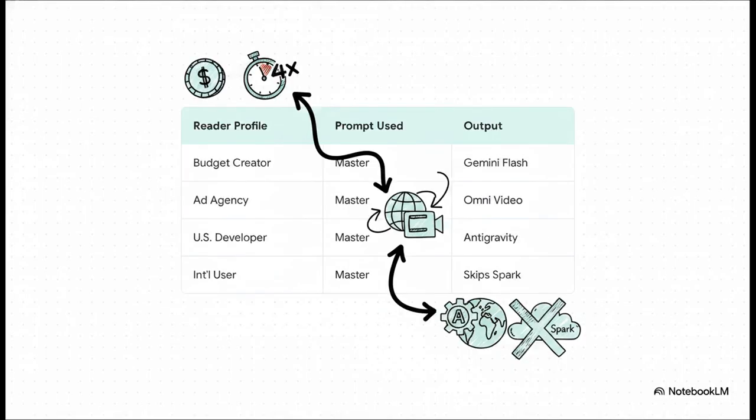When you do this, you're not just getting some generic summary. Look at this. 4 different readers used that exact same prompt and received completely distinct, perfectly tailored action plans. A budget creator got a plan centered entirely on the free speed of Gemini 3.5 Flash. A global ad agency was immediately pointed toward mastering those Omni video tools. A developer got a deep dive into the Anti-Gravity engine. And an international user had their AI completely skip over Spark so they wouldn't waste time on a geo-blocked feature. It is incredibly, incredibly efficient.